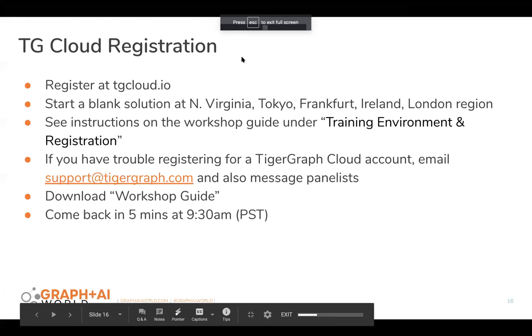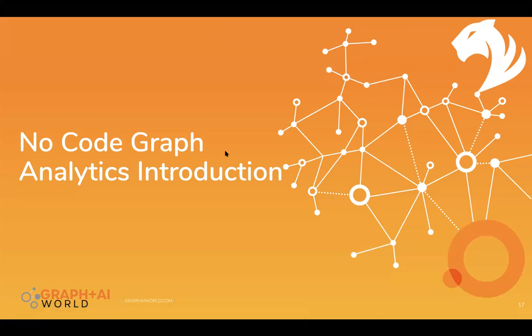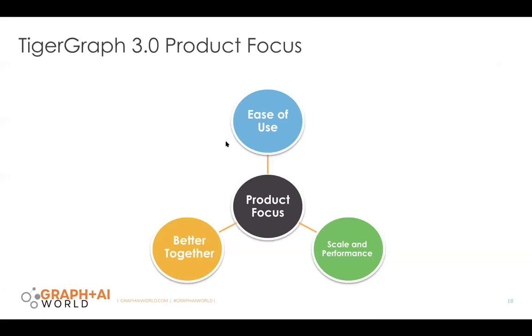Let's continue. I want to quickly go over the no-code graph analytics introduction and overview. First of all, TigerGraph 3.0, which was released at the end of June this year, includes many features that are super useful for adopting graph analytics in your enterprise. We have a few product focuses. The first is ease of use, which is making TigerGraph very easy for everyone to use. And no-code analytics is included in this feature area.